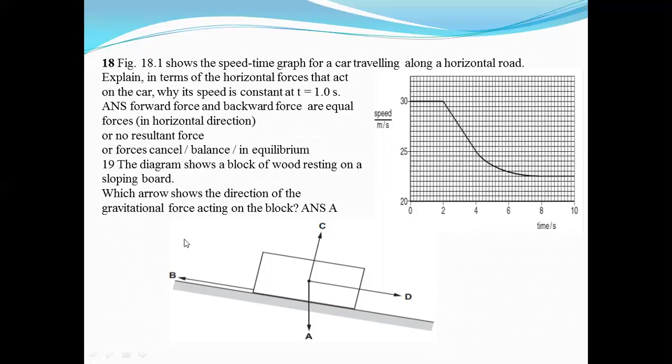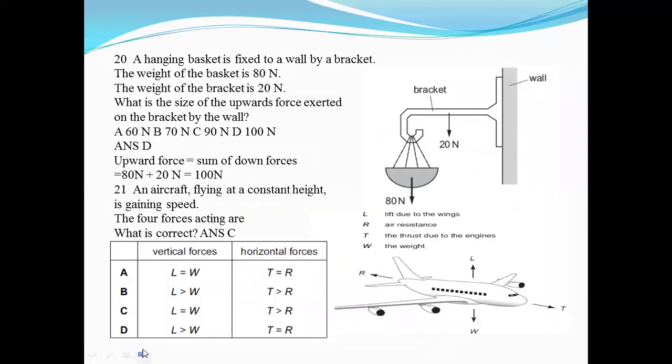Which diagram shows the direction of the gravitational force acting on the block? Gravitational force is the weight. Weight always acts in the downward direction. Correct option is option A. Next question, question number 20.